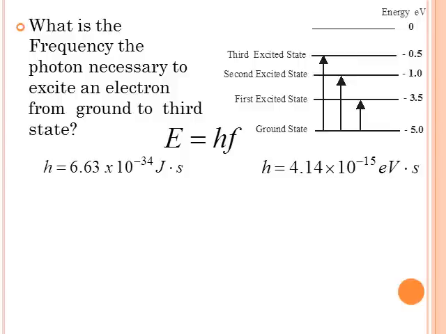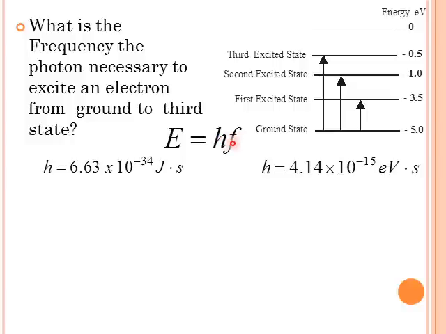So what is the frequency necessary for a photon to have in order to excite an electron from the ground state to the third excited state? Okay, so in order to do that, we're going to use the equation by Max Planck, which is E equals hf. So we just take the energy that's required, right? It goes from -5 to -1/2, so that's a difference of 4.5. So it has to have 4.5 eV. We're going to plug that in for E, and we just solve for the frequency.